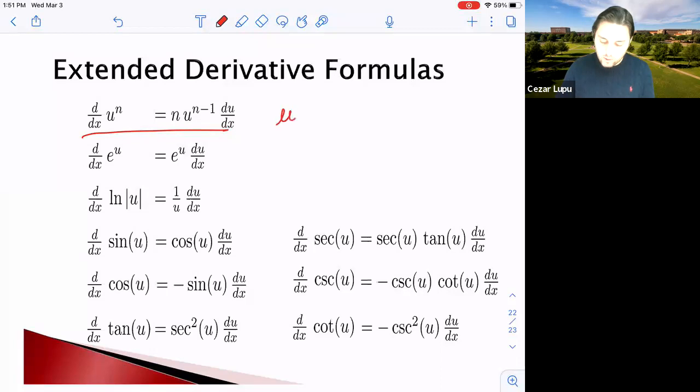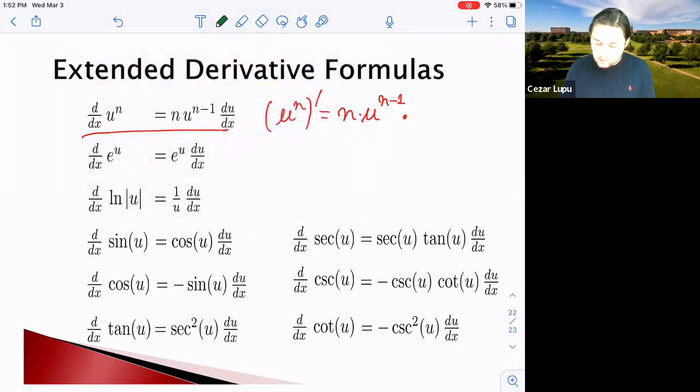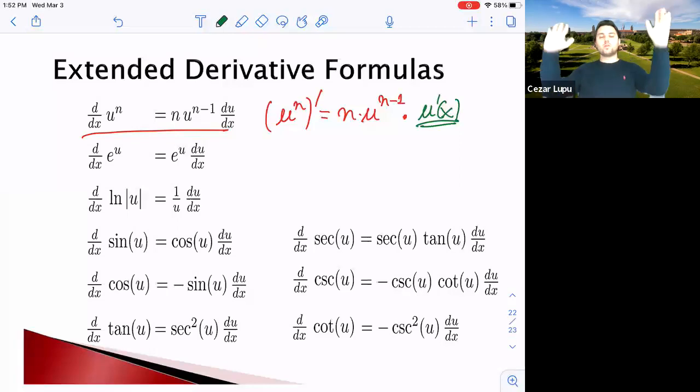You can write this as u to the power n prime is n times u to the n minus 1. Pay attention, this u is a function of x, and I'll put it here so that you guys can see it: u prime of x, always going to be like that. And the same goes for the second one, for the third one, fourth one, whatever. So you take any rule.